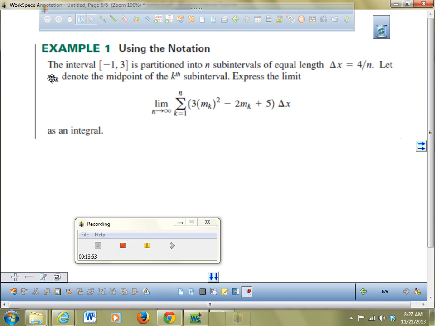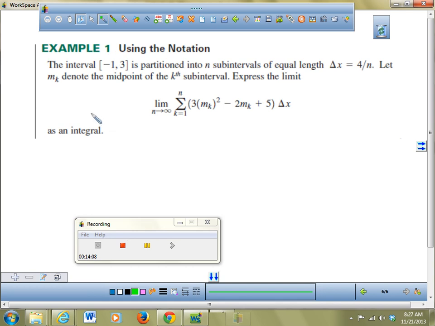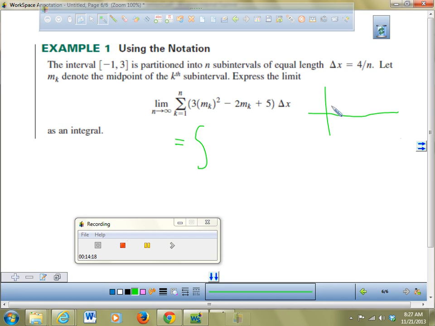Let n sub k denote the midpoint of the k subinterval expressed the length. This sounds very complicated, doesn't it? Okay. All this says is rewrite this as an integral. So this is the integral since you're going from negative. So what this means is you have some function and you want to add up.